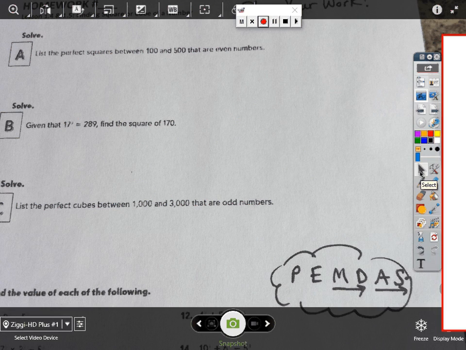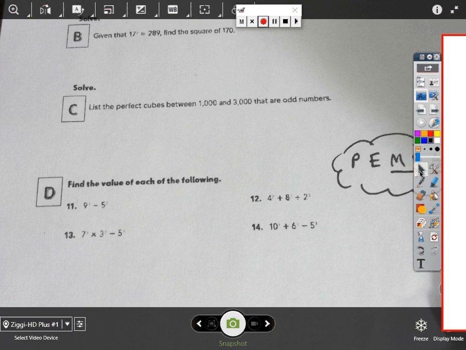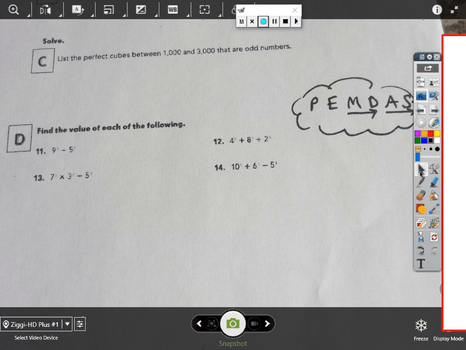This last one, part C, solve. List the perfect cubes between 1,000 and 3,000 that are odd numbers. The perfect cubes. I have to be honest, we did not go all the way through perfect cubes in class. We ran out of cubes a long time ago before we hit 1,000. But I want you to notice that there are a couple hints here.